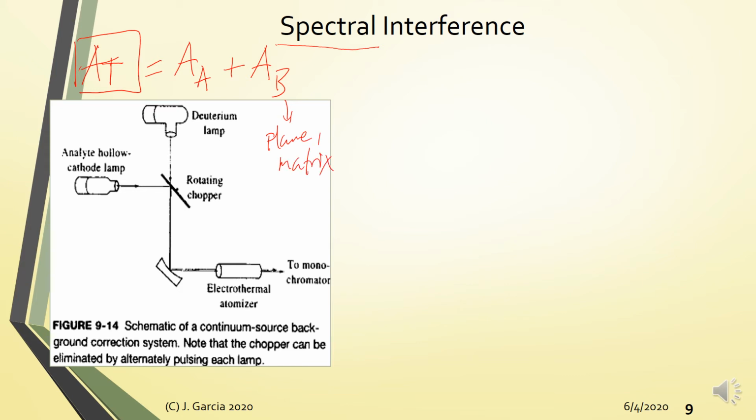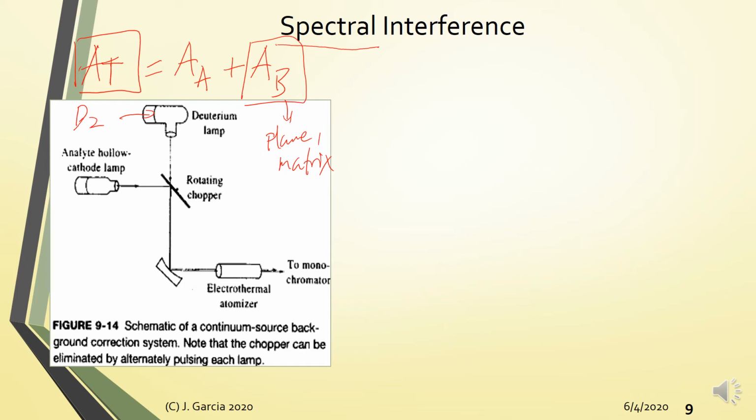In remedying spectral interferences, all you have to do is find a way to remove your background absorbance, so it is subtractive in nature. There are two common ways. The first one is the use of a continuum source. In this case, we use a deuterium lamp. This is probably the one we have in Adamson. We call this D2 correction, or deuterium lamp correction.